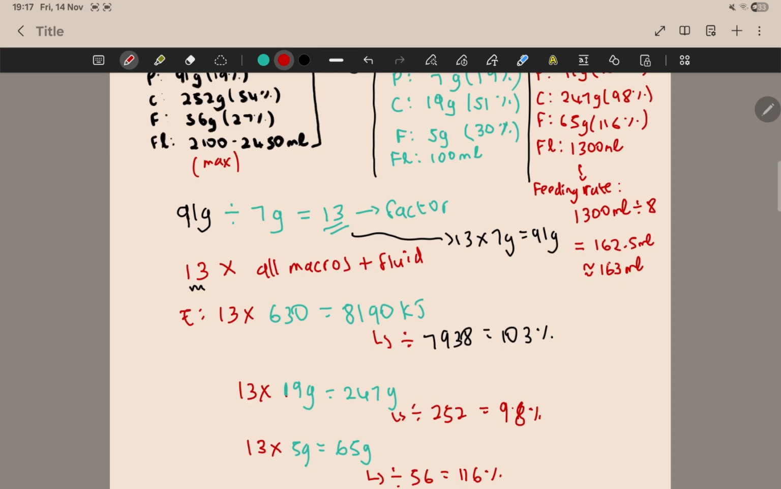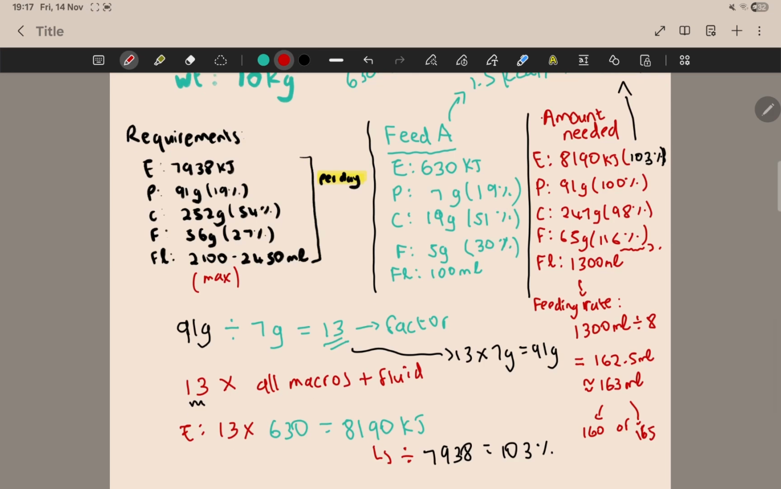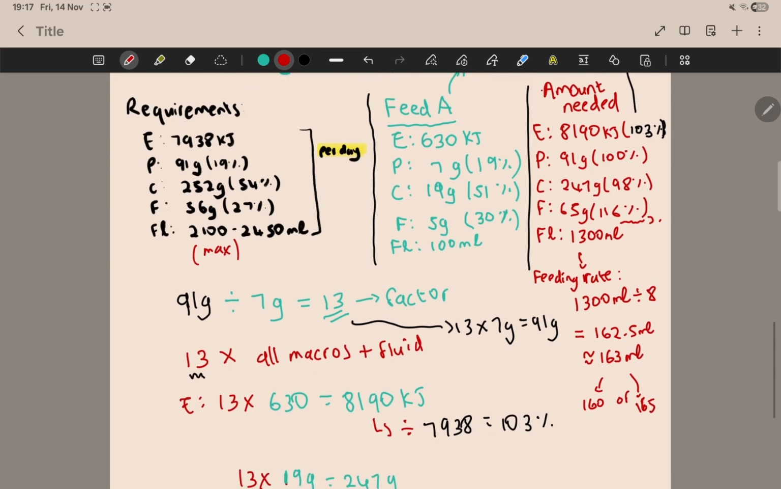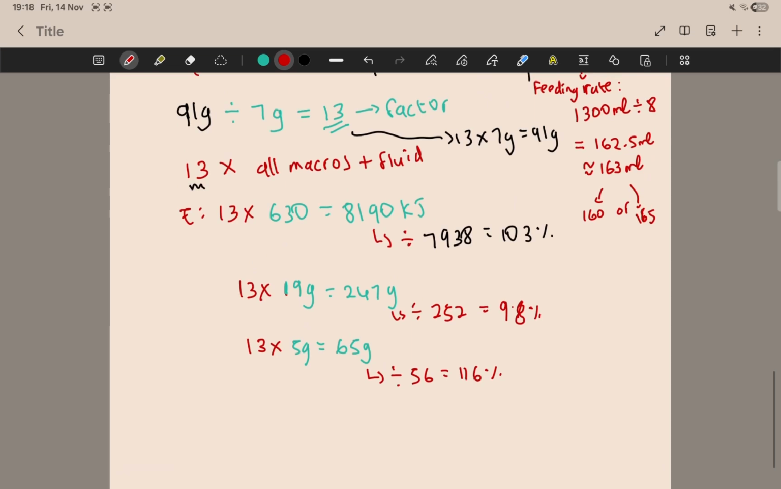But yeah, you can either do 160 or 165. Let's say we want to meet our protein at maybe 95% and not 100%. So what would we do? You simply just go like this.